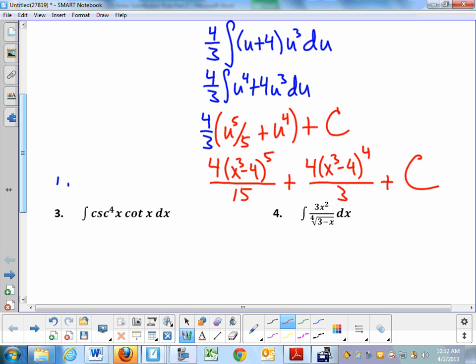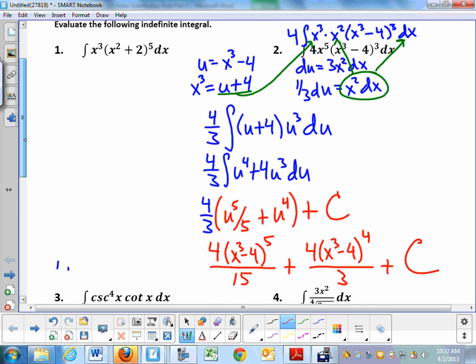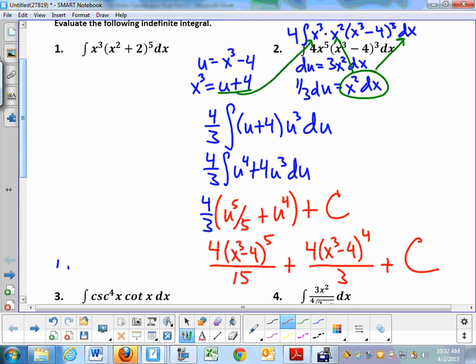Question, Tyler. Oh, okay, so you see how you have x to the third minus 4 to the third? U is x to the third minus 4, and so I got to plug in u, and that's the third power.